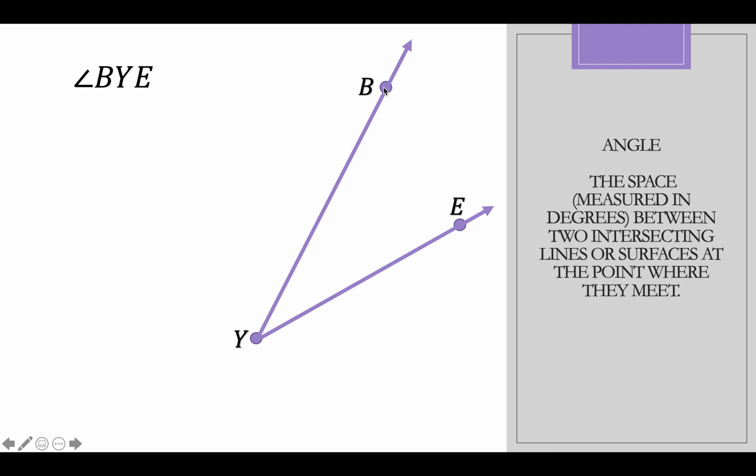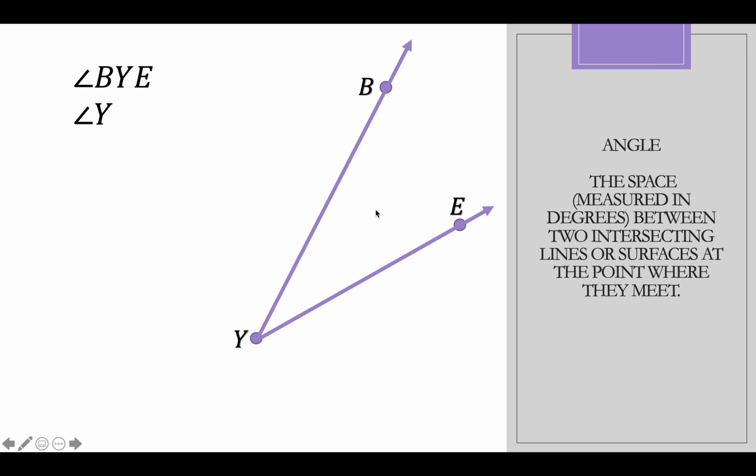The 2 points need to be on either side. So you could name this E-Y-B if you wanted to, but we're going to go with B-Y-E because that makes a word and that's just more fun. All right, now, since there's only one possible angle that I could talk about with these two rays here, I could also just refer to this as angle Y. And you'll see in a second what I mean by since it's the only possible angle.